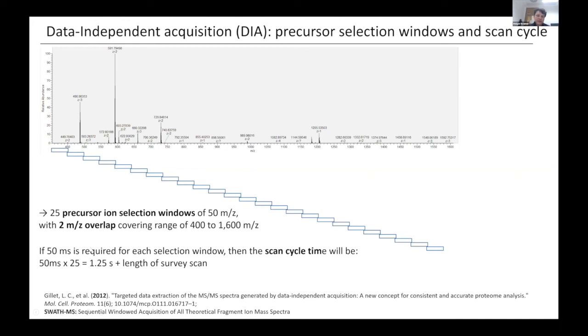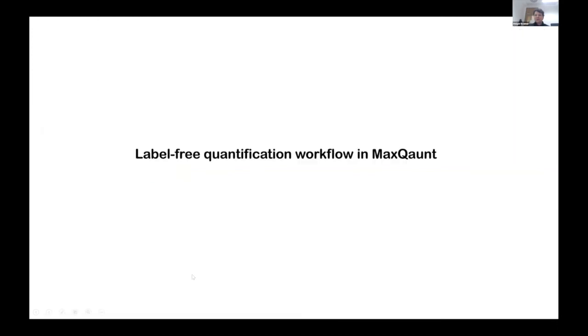And this may indeed be the case. So if each of these selection windows takes 50 milliseconds to acquire, and we have 25 of them, we would have essentially a duty cycle of 1.25 seconds plus the length it takes to generate the survey scan. And that would still be an acceptable scan cycle time. So this is just an introduction to the different acquisition approaches that can be used.